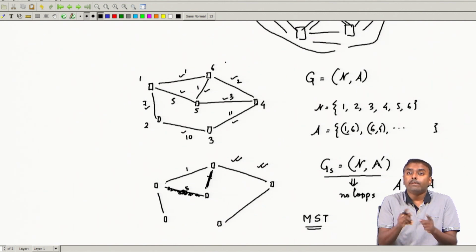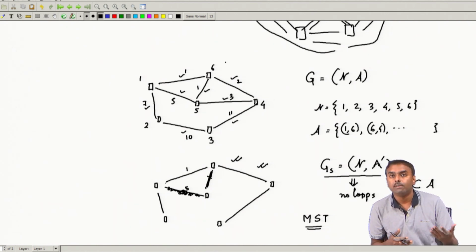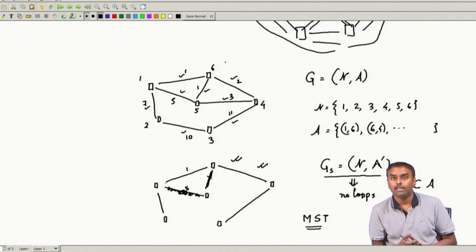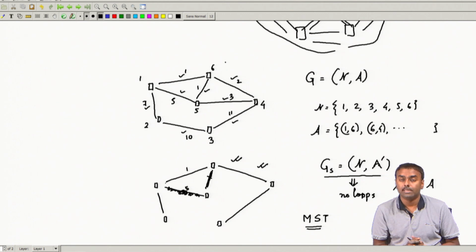So, I can always replace a link by another link, because all spanning trees will eventually have the same number of links, link by link, whichever is the cheapest. So, a cost effective or minimum cost spanning tree I will be able to construct. So, there are algorithms to construct these kinds of things.